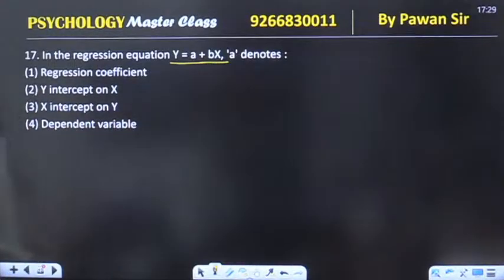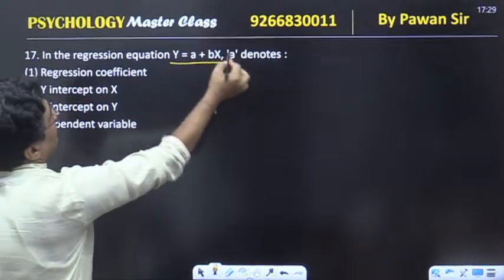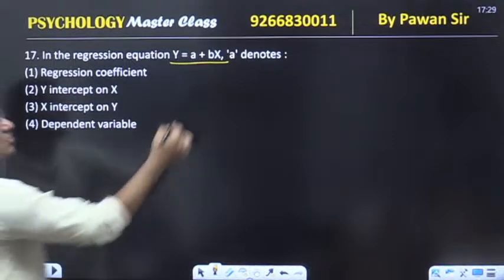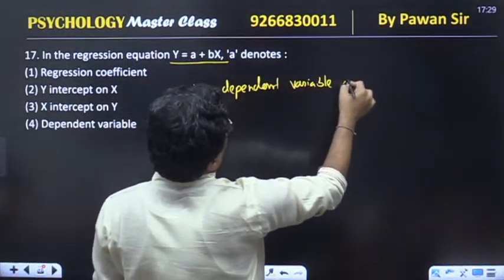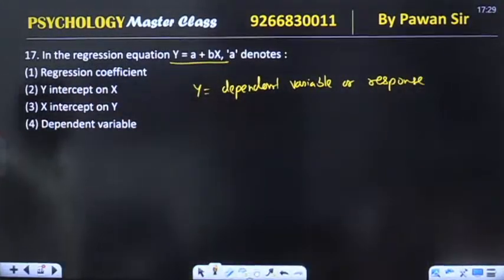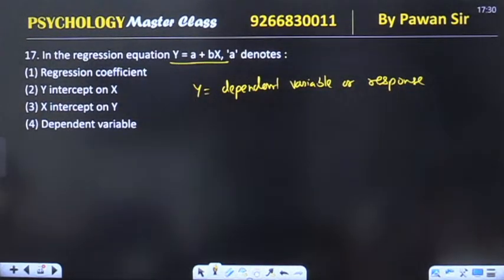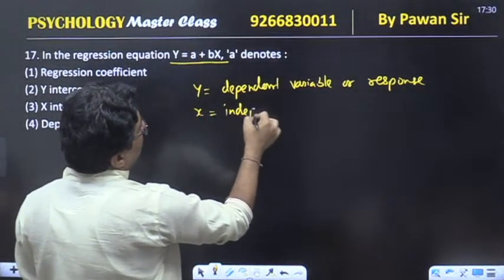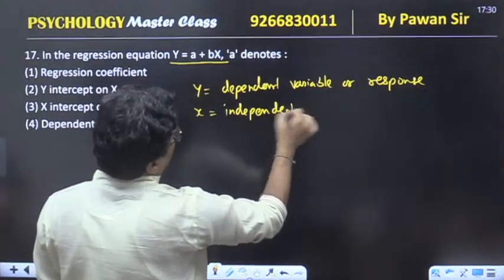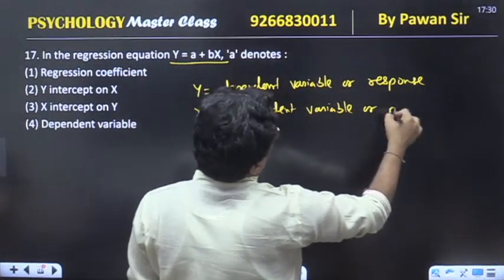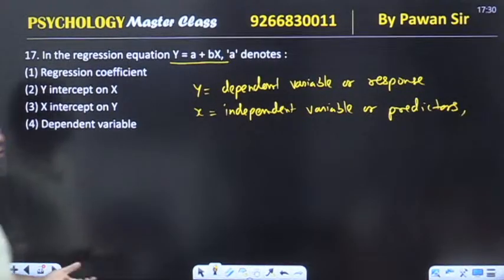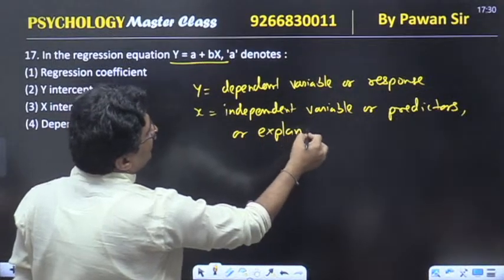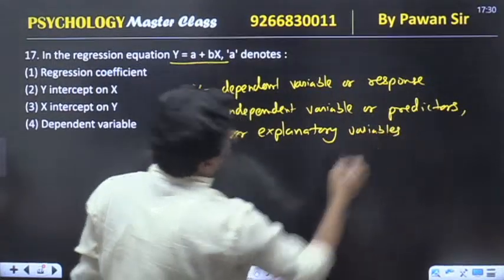So it is the equation, and what we see. If we talk about the y, a, b and x, what are these things? So y is called the dependent variable or response. What is x? X is the independent variable, or predictors, or through the x we are explaining y. So it can also be called explanatory variables.